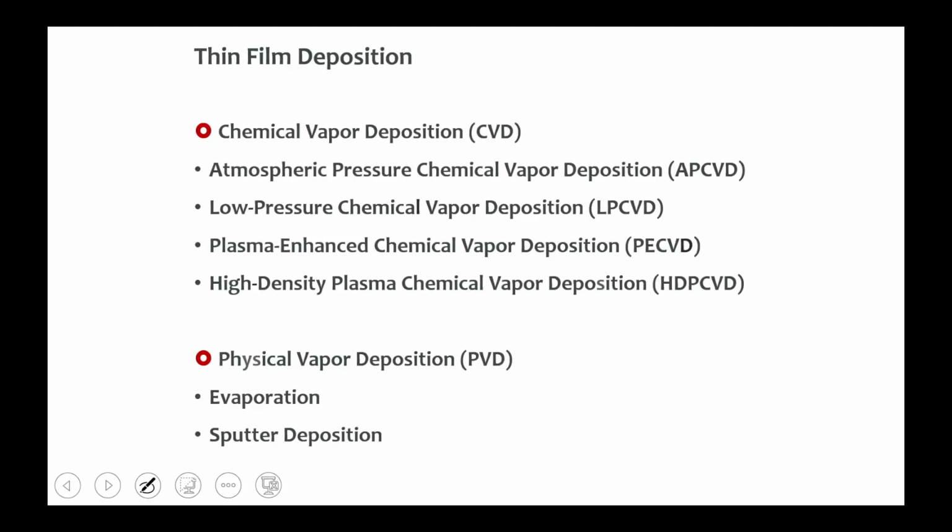Next we have to move to the thin film deposition techniques. Thin films can be deposited by two processes: one is chemical vapor deposition, and another is the physical vapor deposition process. In the chemical, we use CVD methods called atmospheric pressure, low pressure, plasma enhanced, and high density plasma.